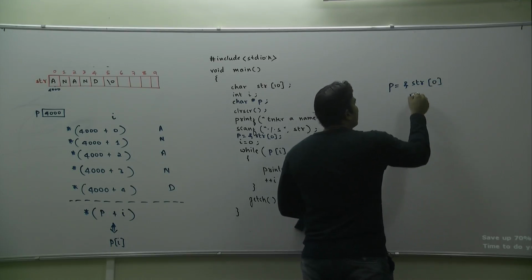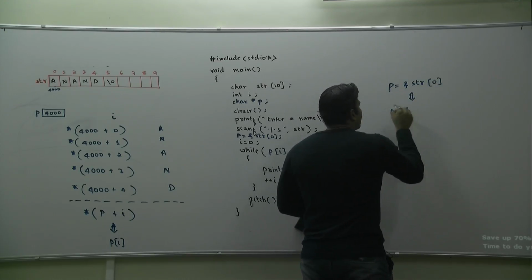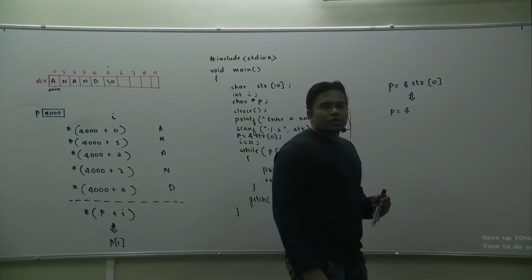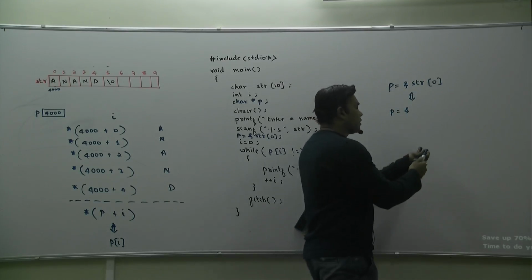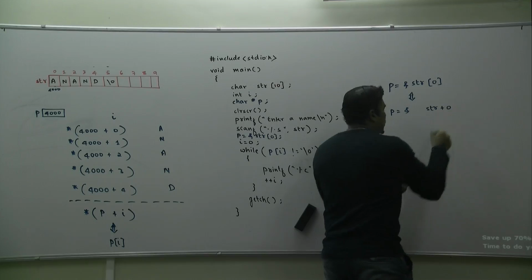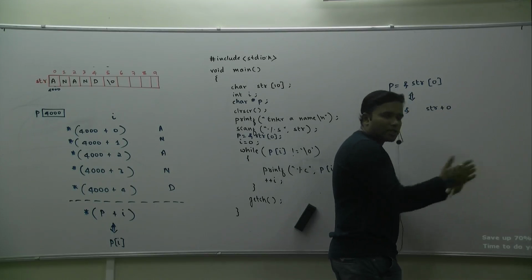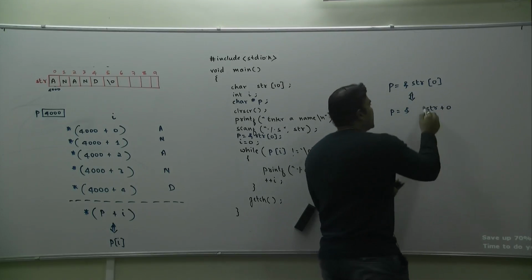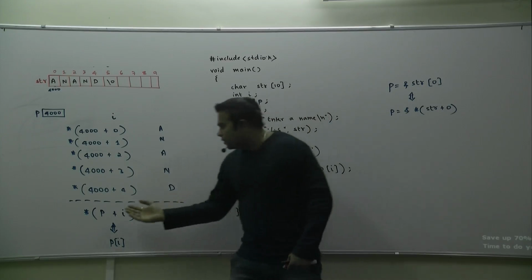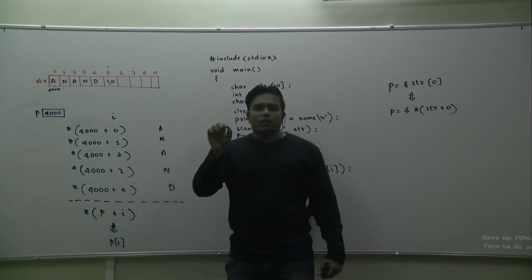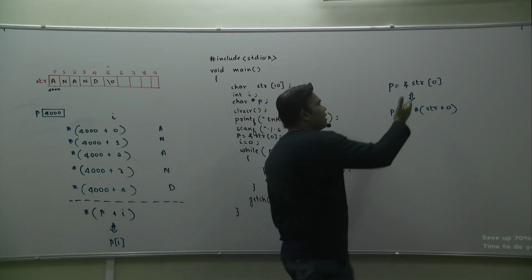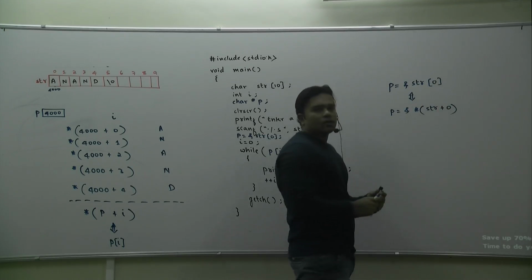What is this equivalent to? P equal to ampersand str of 0, as I have told you. Now str is the base address. To that you add the offset 0, meaning go ahead by 0 locations, which means stay in the same location. The whole star, that is what str of 0 is. Previously, str of i was given as star of str plus i. Similarly, str of 0 is star of str plus 0.